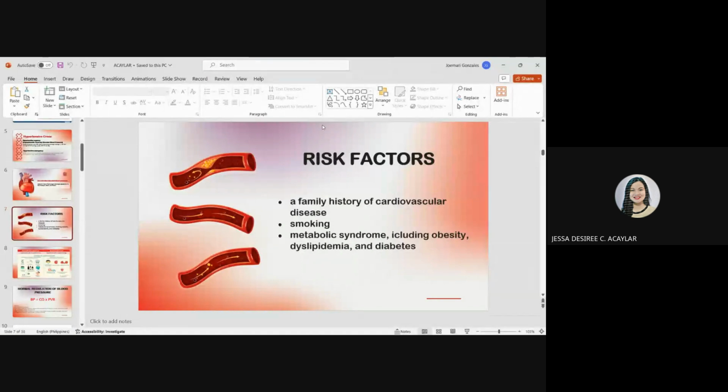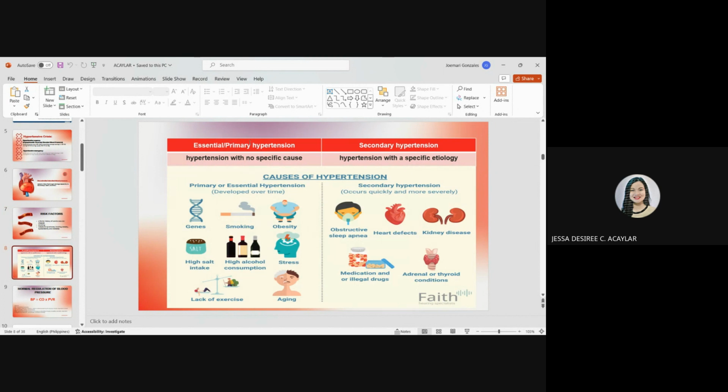So, what are the risk factors? A family history of cardiovascular disease, smoking, and metabolic syndrome including obesity, dyslipidemia, and diabetes. So, we have two types of hypertension, the essential or primary hypertension and the secondary hypertension po. Essential hypertension is hypertension with no specific cause. Habang ang secondary hypertension naman is hypertension with a specific etiology.